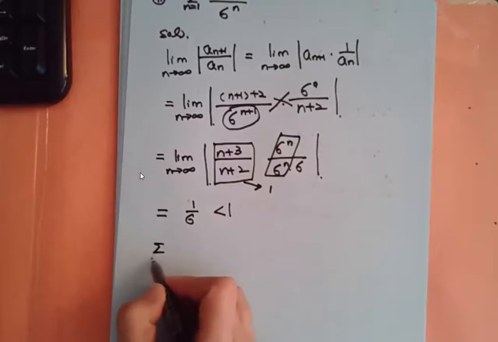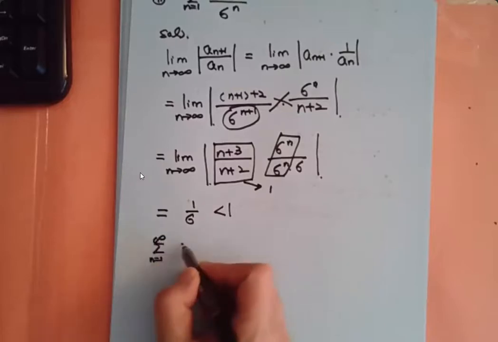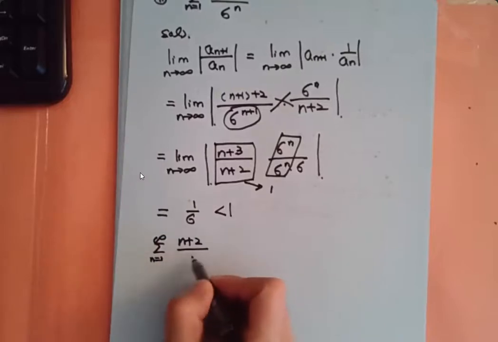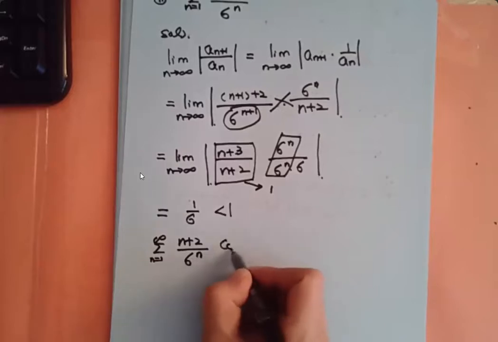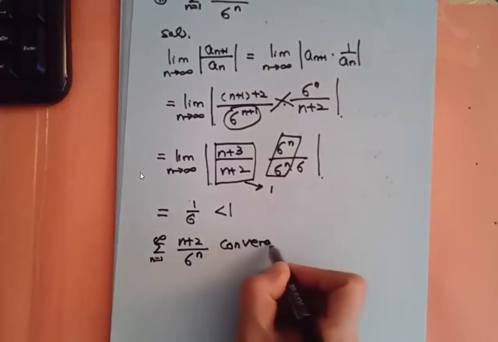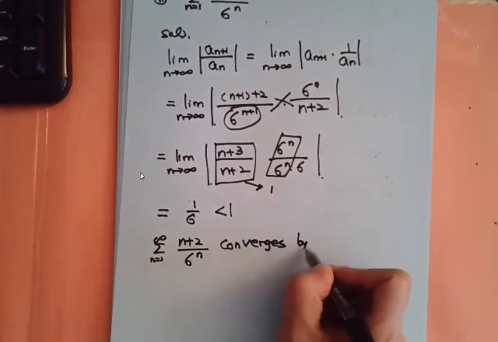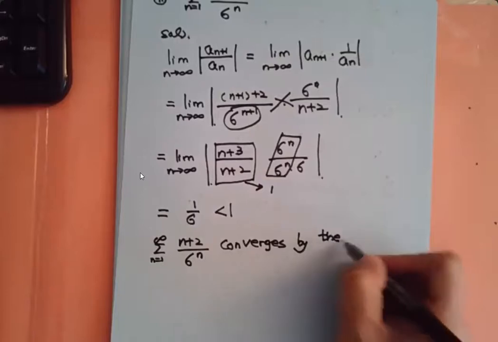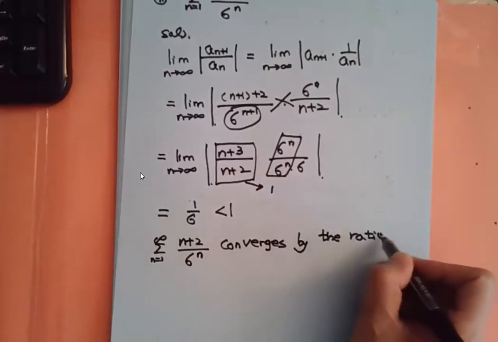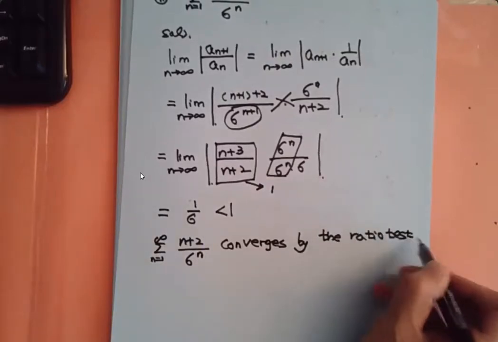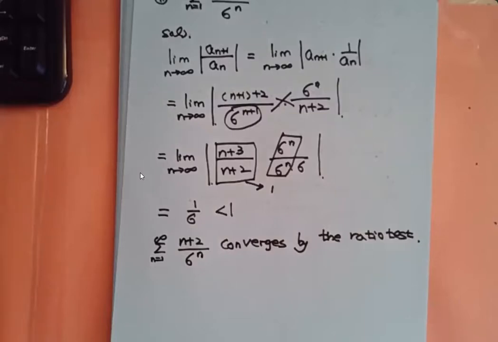So summation n equals 1 to infinity, n plus 2 over 6 to the n power converges by the ratio test. Any question?